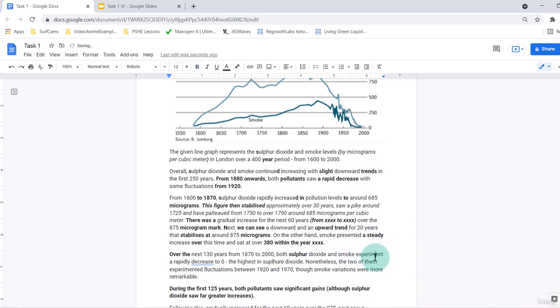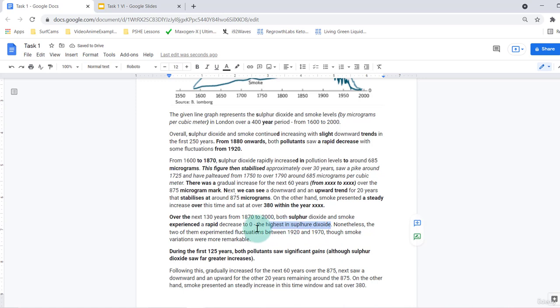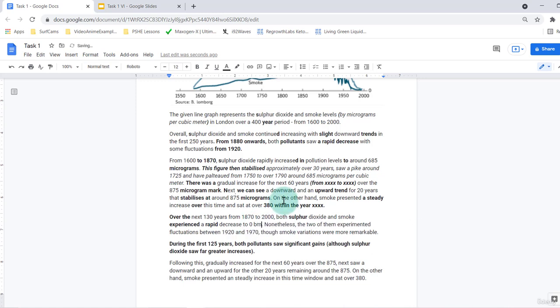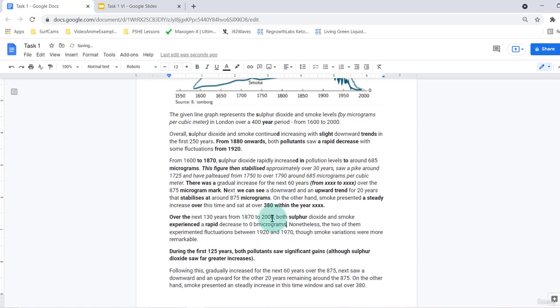I'm going to try and get rid of that. Experienced. And I do believe the student made this mistake twice. Experienced a rapid decrease to 0, the highest in sulfur dioxide. To 0, let's get rid of this extra detail here. To 0 micrograms.